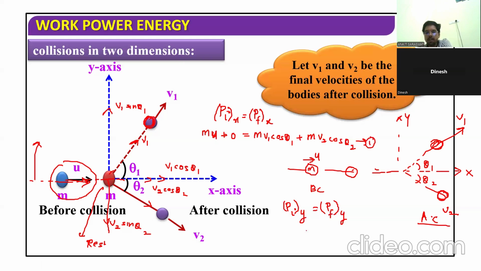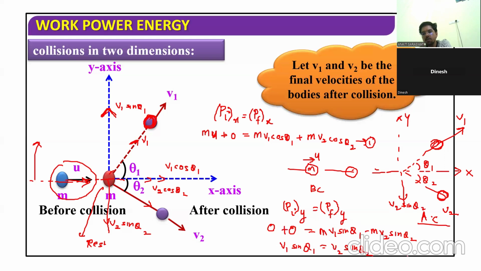Clear? In y direction, if you look carefully, it is not moving in y direction, so both are having 0 momentum in y direction. But this ball has momentum in y direction after collision: m v1 sin theta 1, and it is going down. This v2 sin theta 2 will be like this, down. Down means negative. So from here you get v1 sin theta 1 equals v2 sin theta 2.